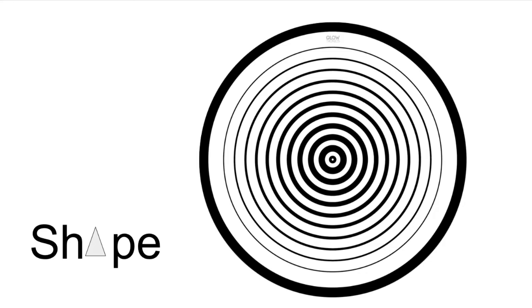Shape is our second element of art. Think of shape as an enclosed area of space. You start off with a line, and when that line comes back around and connects to itself, you have a shape.